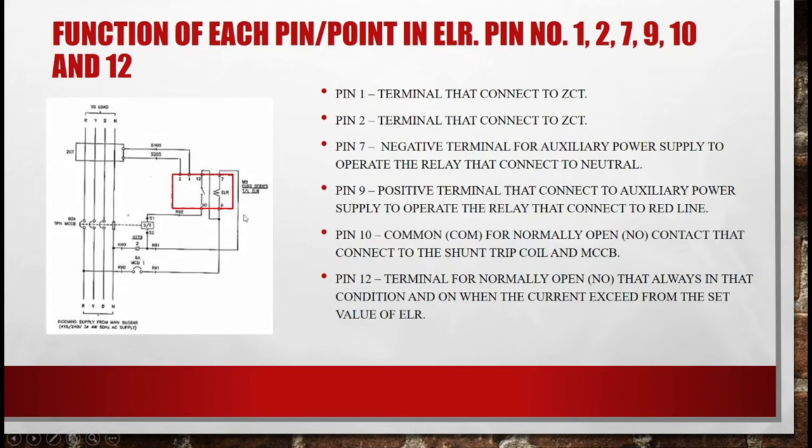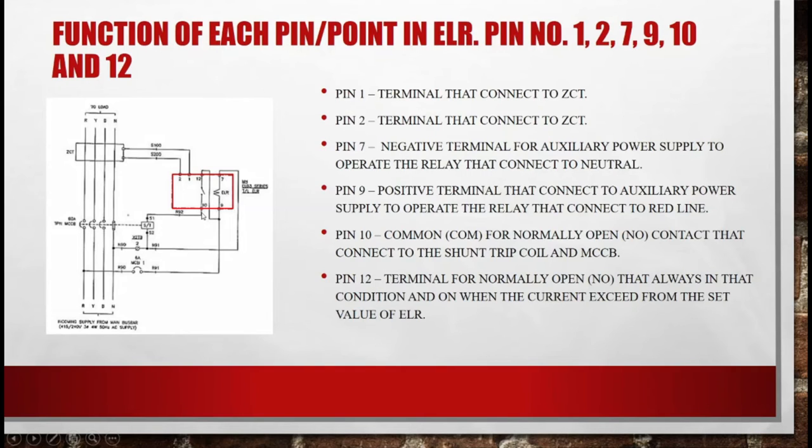So as you can see here, this is the ELR. Pin number 1 and pin number 2 are directly tapping to the ZCT, the zero current transformer. Pin number 7 acts as a negative terminal for the auxiliary power supply to operate the relay and connects to the neutral line. Pin number 9 here is the positive terminal that connects to the auxiliary power supply to operate the relay, connected to the red line.